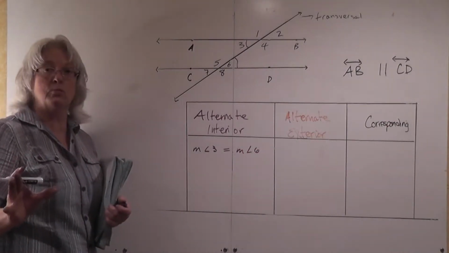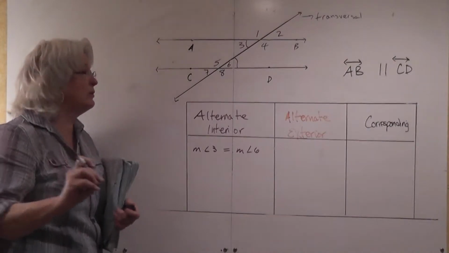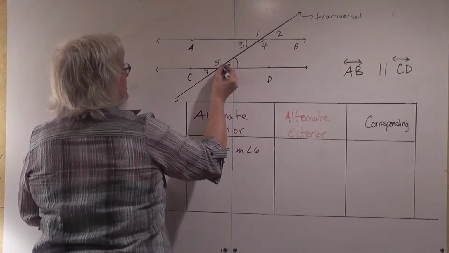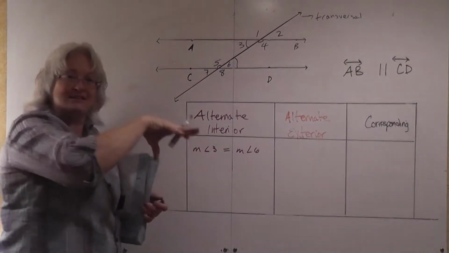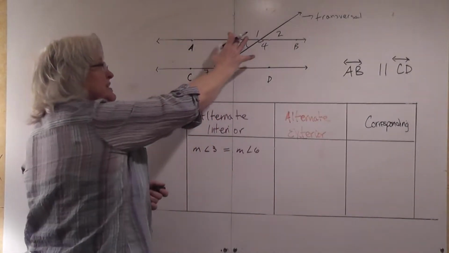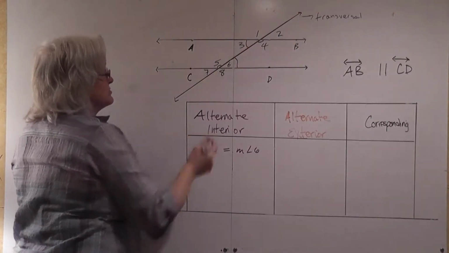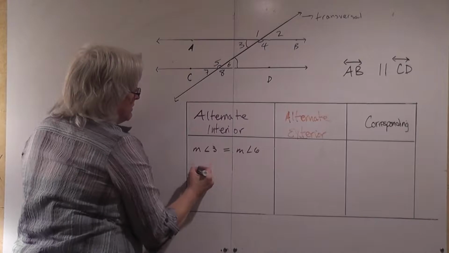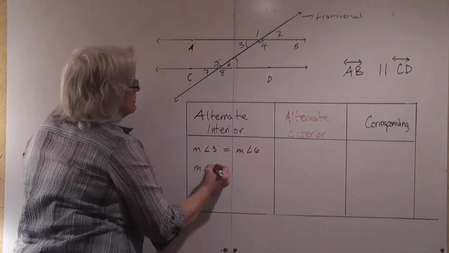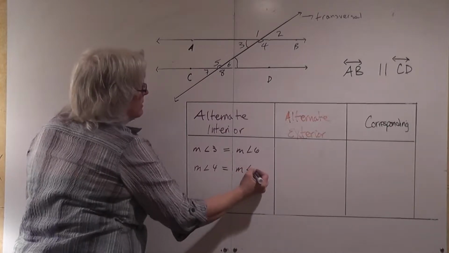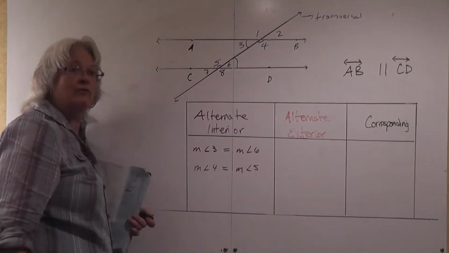Do you see two more pairs of alternate interior angles? Yeah, angle 4 and angle 5. They're the inside angles. They're the angles inside the railroad tracks across the transversal. So the measure of angle 4 is the same as the measure of angle 5.